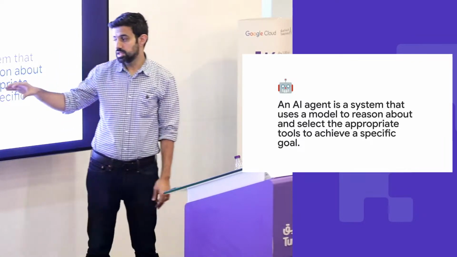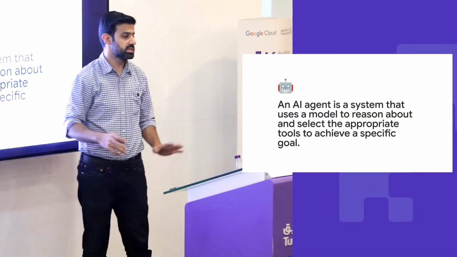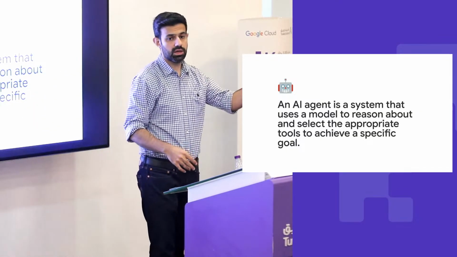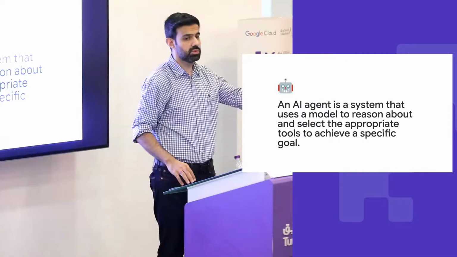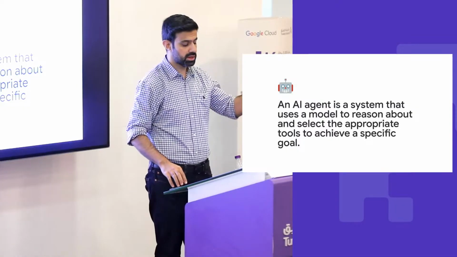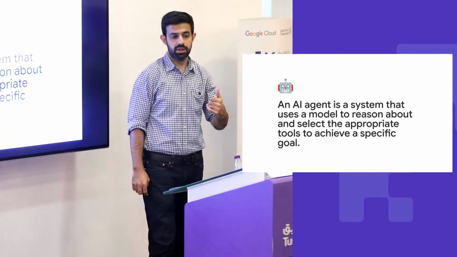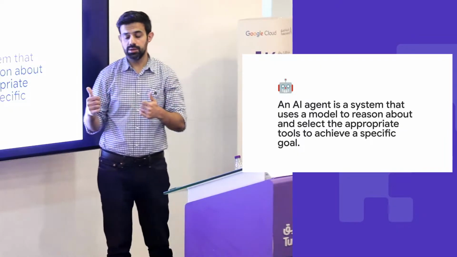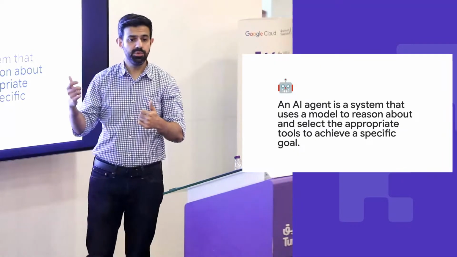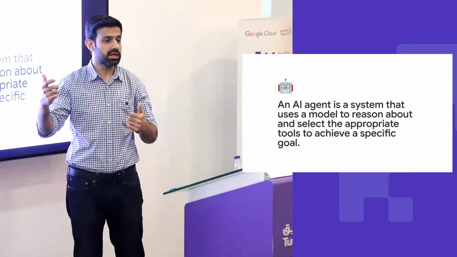But it needs to select the appropriate tools. Let's say I ask my LLM or my agent, what is the weather today? What will be the right tool for the LLM to pick? The right tool for that LLM to pick would be an API on any service that can give it what is the weather today.